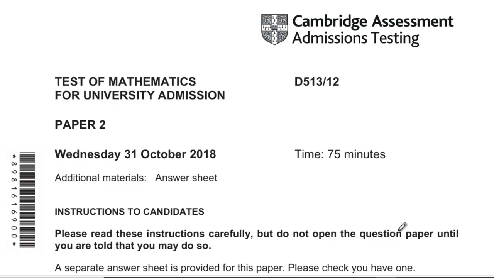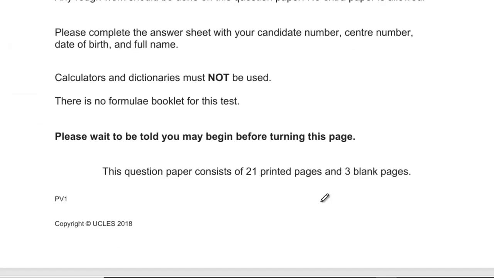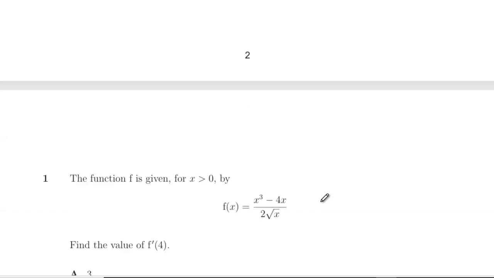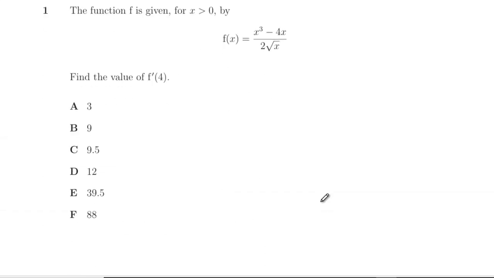Hello, this is paper 2 of the 2018 TMUA. So 75 minutes, 20 questions. I think like the 2017 paper 2, I'll do it in 2 videos. So I'll do 10 questions here, 10 in the next video.